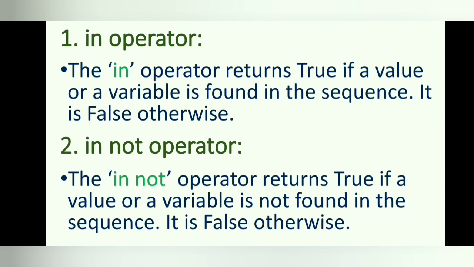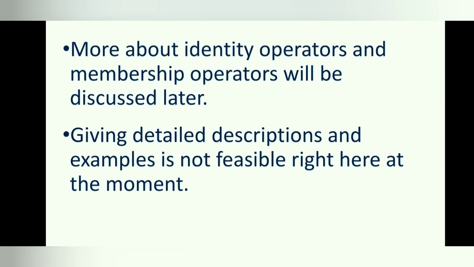In operator: the in operator returns true if a value or a variable is found in the sequence. It is false otherwise. Not in operator: the not in operator returns true if a value or a variable is not found in the sequence. It is false otherwise. More about identity operators and membership operators will be discussed later. Giving detailed descriptions and examples is not feasible right here at the moment.